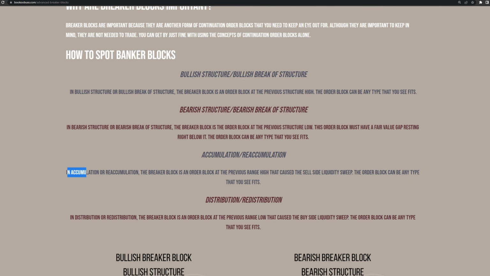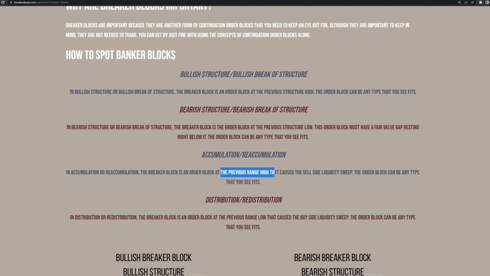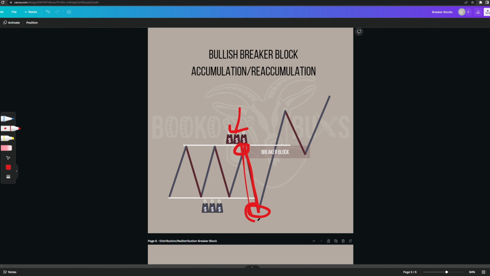Accumulation, reaccumulation. In accumulation or reaccumulation, the breaker block is an order block at the previous range high that caused the sell side liquidity sweep. The order block can be any type that you see fits. This area is what swept sell side liquidity at the previous range high. So this is the previous range high that caused the sell side liquidity sweep. Choose an order block that you see fits, and that is the breaker block.